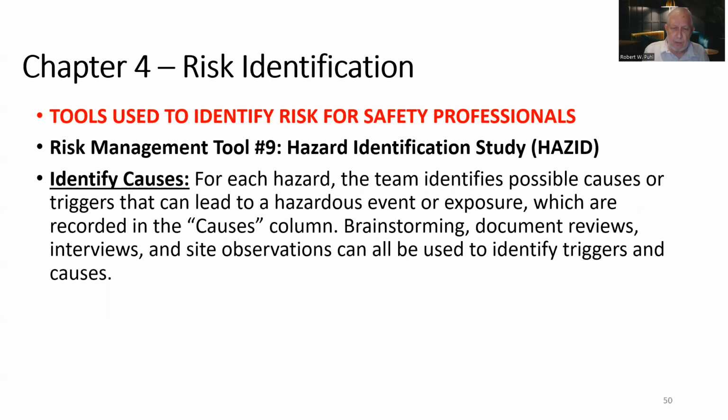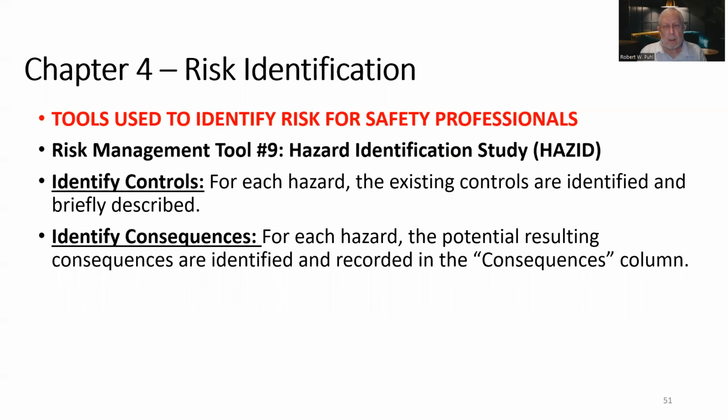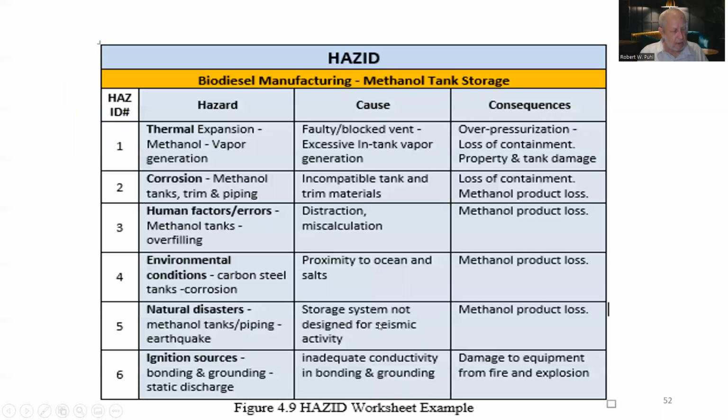Identify causes. For each hazard, the team identifies possible causes or triggers that can lead to a hazardous event or exposure, which are recorded in the causes column. Brainstorming, document reviews, interviews, and site observations can all be used to identify triggers and causes. Identify controls. For each hazard, the existing controls are identified and briefly described. Okay. It's funny they don't mention you use the hierarchy of controls. Identify consequences. For each hazard, the potential resulting consequences are identified and recorded in the consequences column. So this is the hazard worksheet here. We'll look at this in a bit.